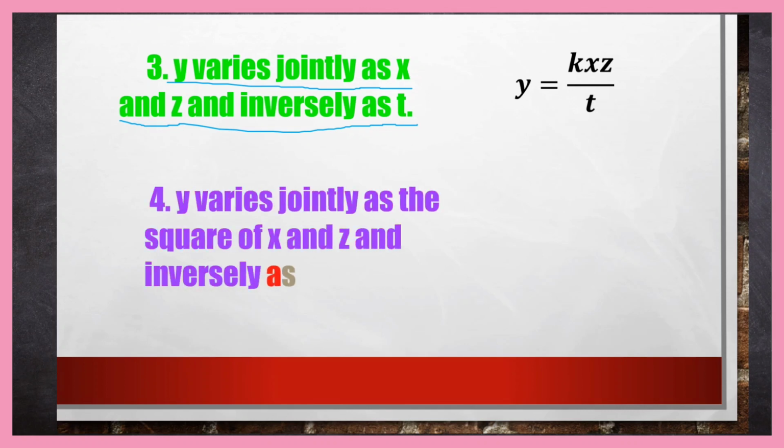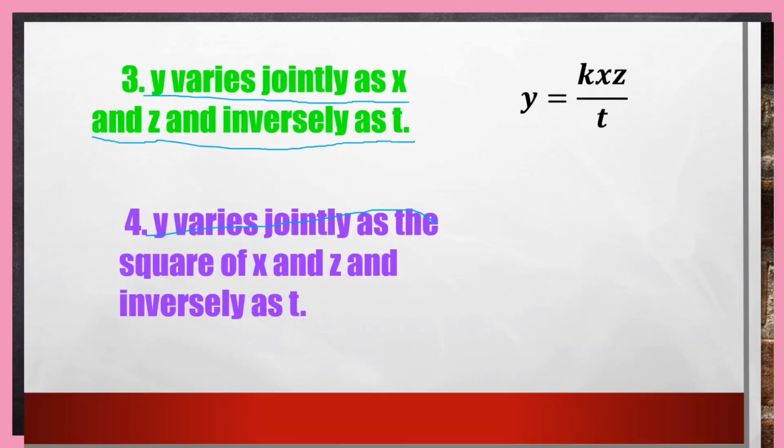For number 4, we have Y varies jointly as the square of XZ and inversely as T. Again, this is the combination of joint variation and inverse variation. So the mathematical equation is Y is equal to KX squared Z squared all over T. So we have here the square of XZ.